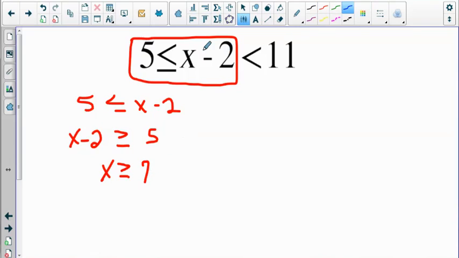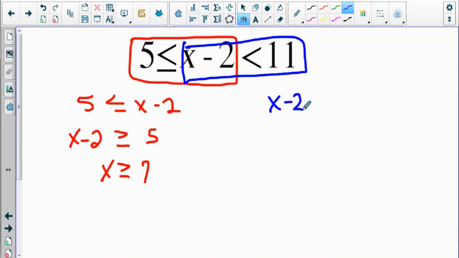Let's go focus on the right side. Okay, here we go. X minus 2 is less than 11. Add 2 to both sides. X is less than 13. All right. Can you be bigger than 7 and smaller than 13? You can. Therefore, it's an and.